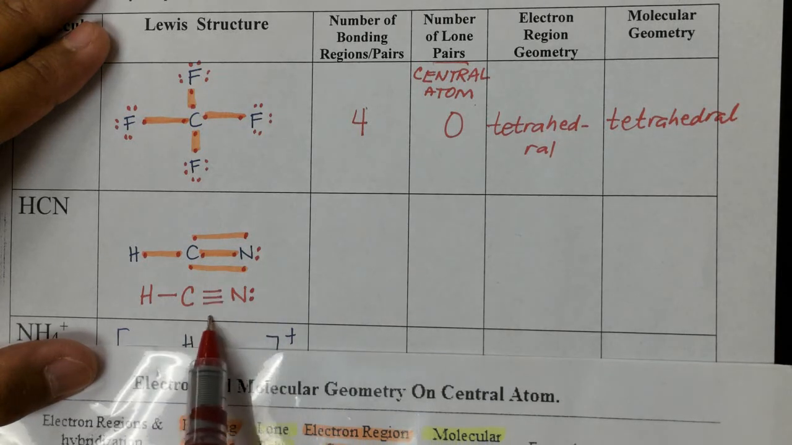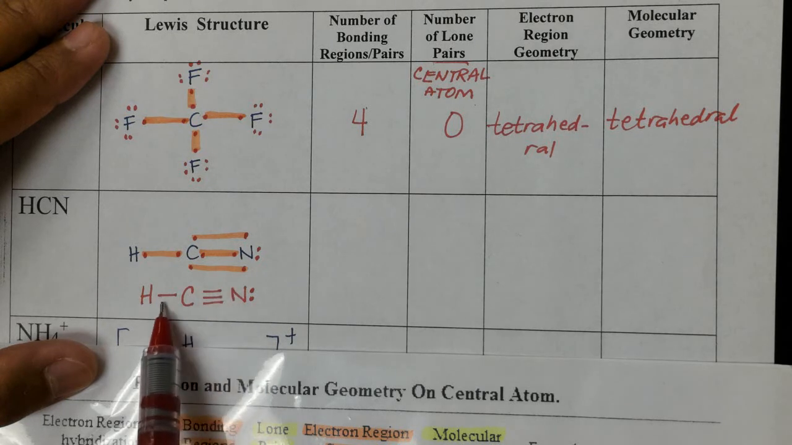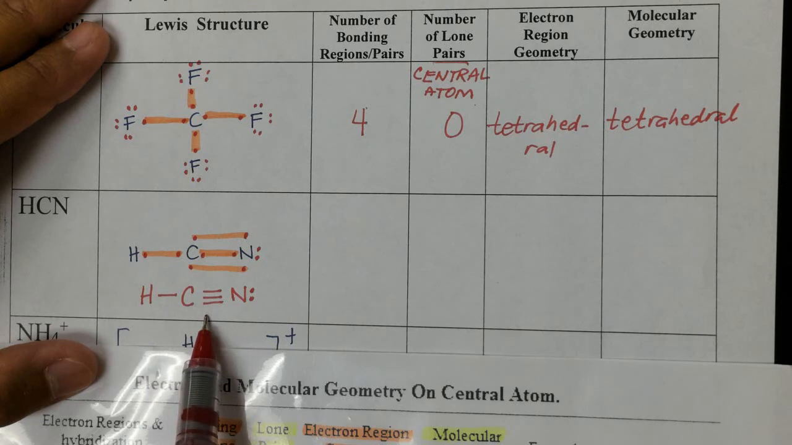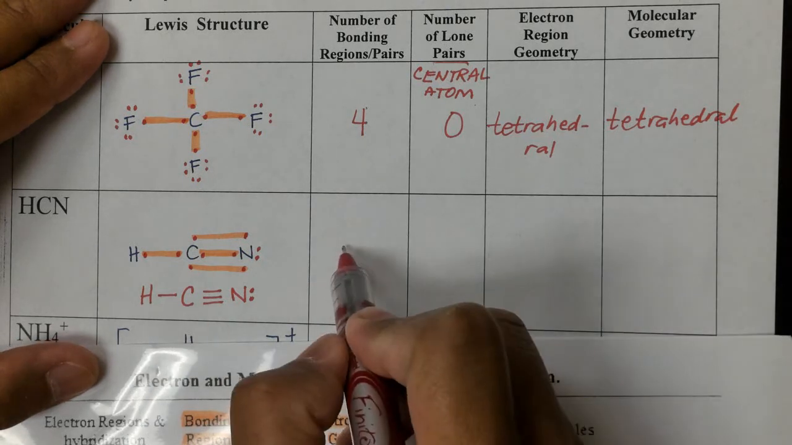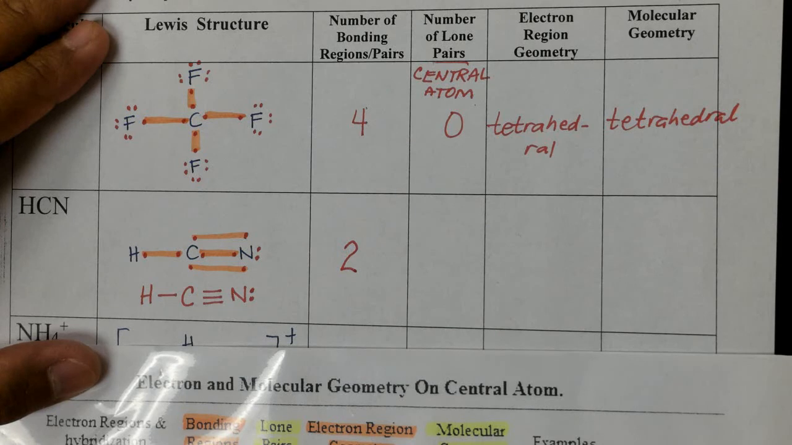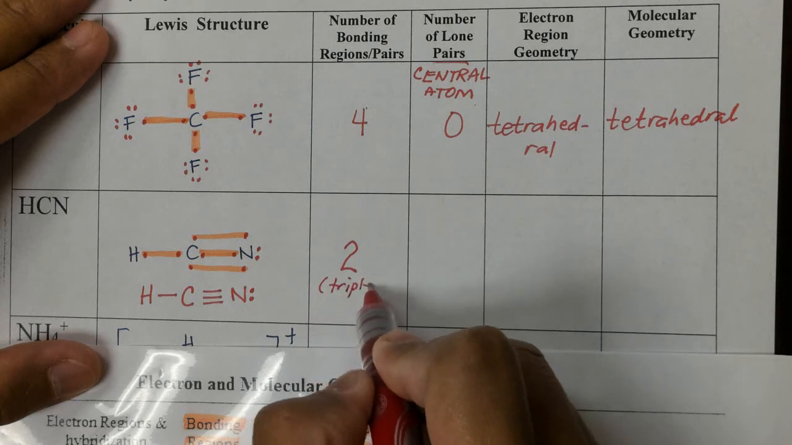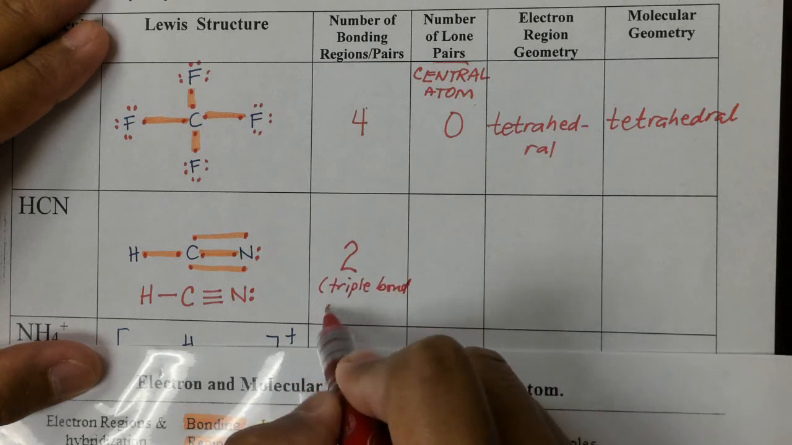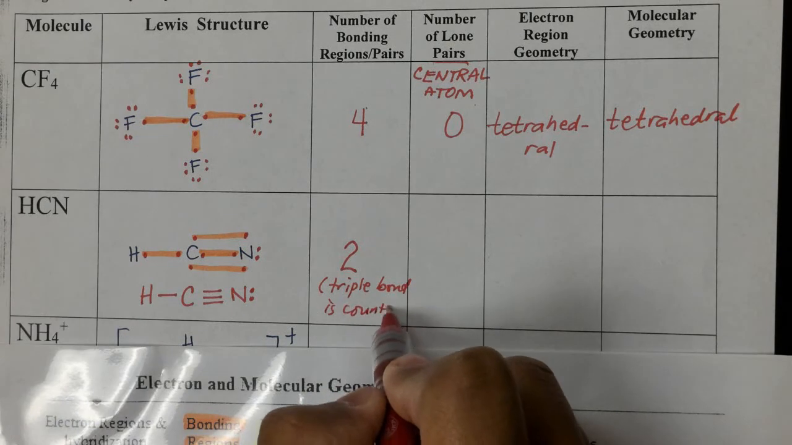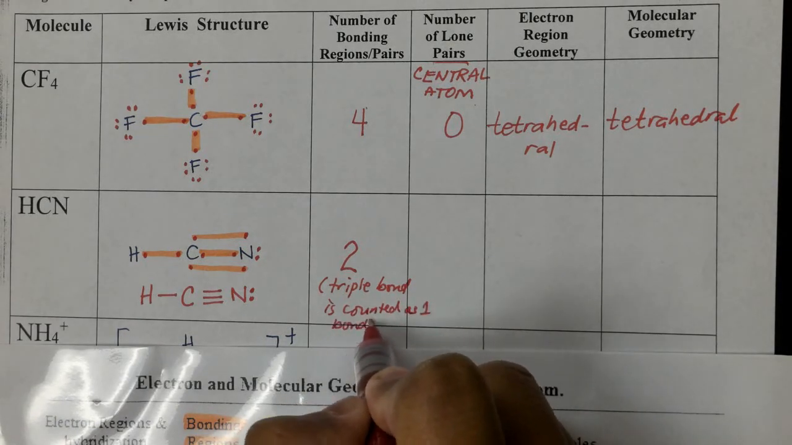Therefore, this triple bond right here is counted as one only, and because we have another single bond here, this will have a total of how many? That will be a total of 2 bonding pairs. And then similarly, let me put a note here. Triple bond is counted as one bonding pair.